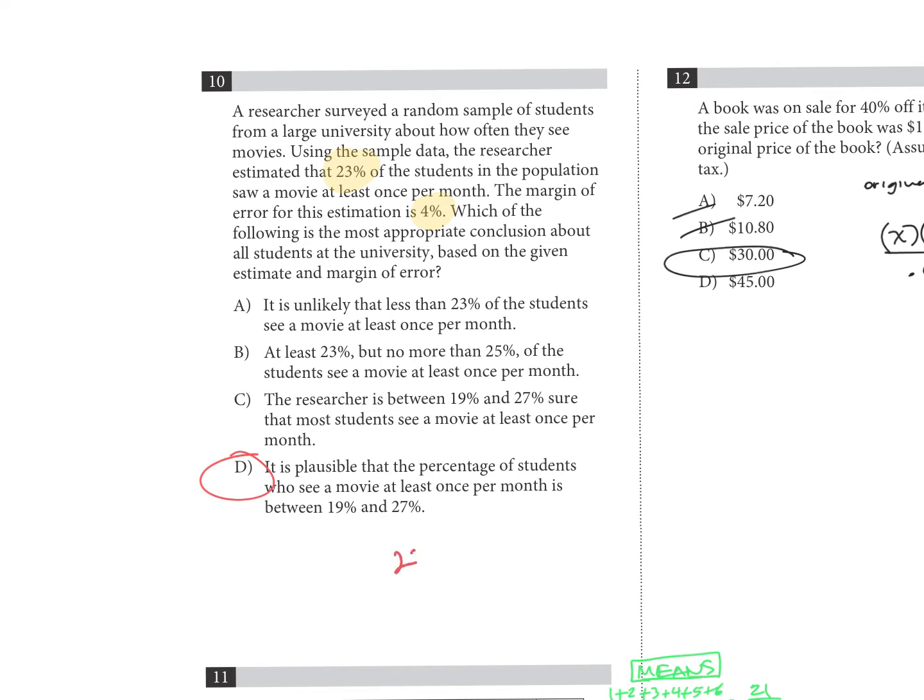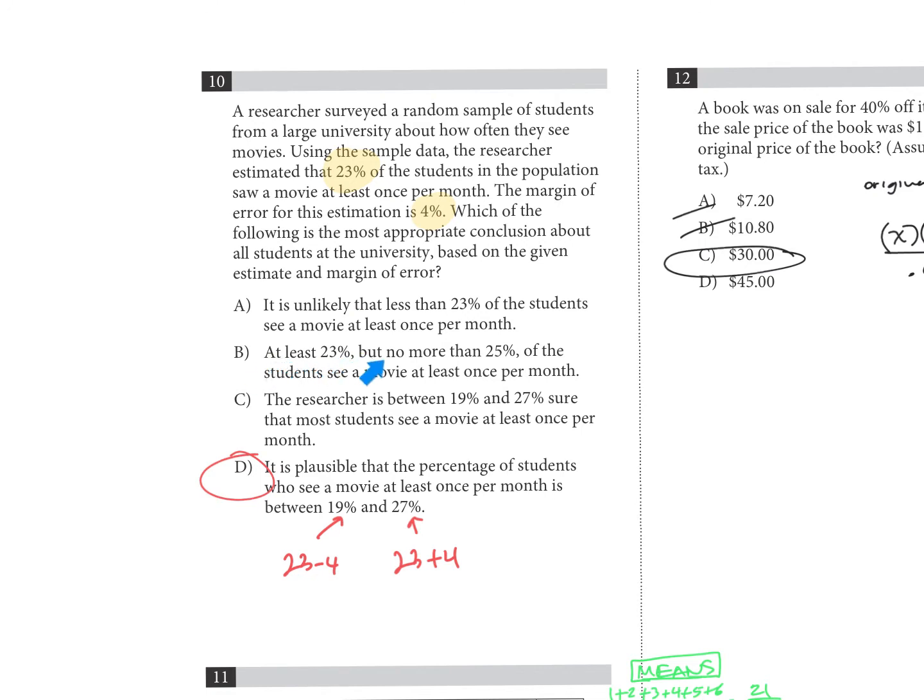So that means, again, 23 plus 4 is 27, and then 23 minus 4 is 19. That's how you work the margin of error. But if you read the other choices, they kind of don't make sense. It says A, it is unlikely that less than 23% of the students see a movie at least once per month. Well, based on the margin of error, it is possible. So I don't want to say it's unlikely.